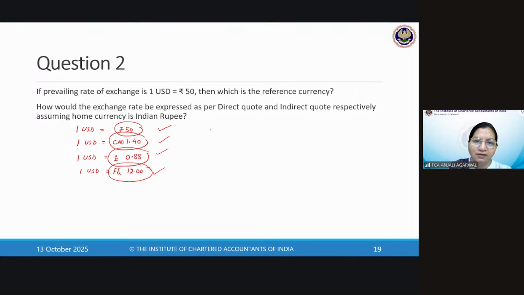Got it? So the reference currency is, can I have the answer now? Here, the currency at which we refer per. This is constant. So we are referring 1 USD with reference to rupee. Clear?